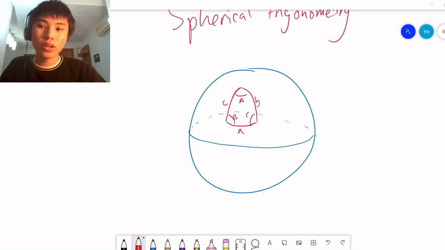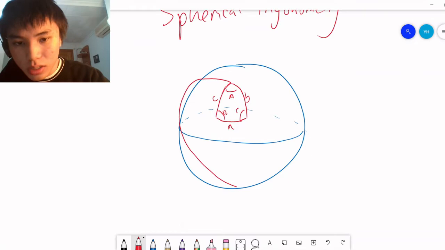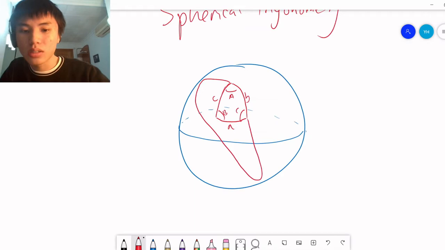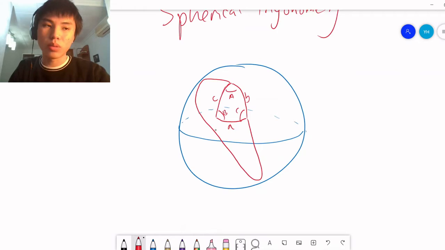And basically, we imagine this as a great circle. We kind of extend, let's just say for B, we extend this as a circle, or however that circle would look like. And then the fraction of the circle which is comprised by B is the size of B.